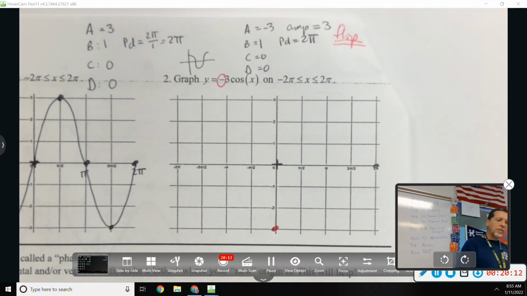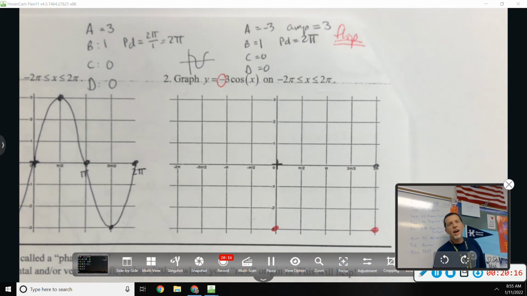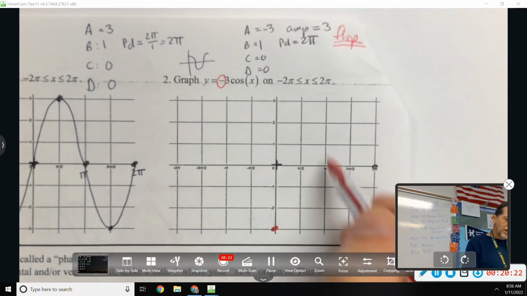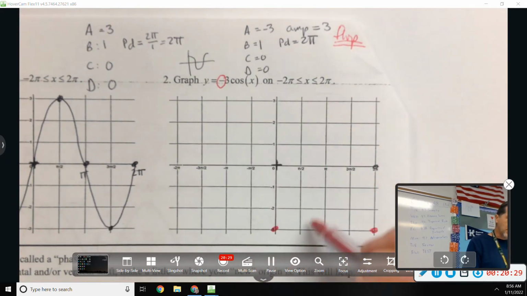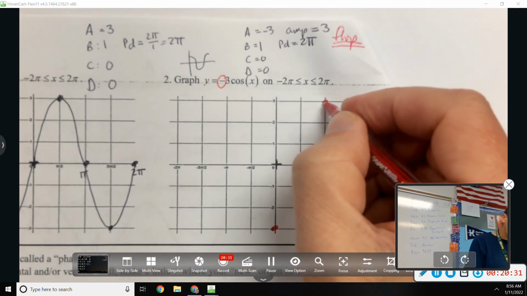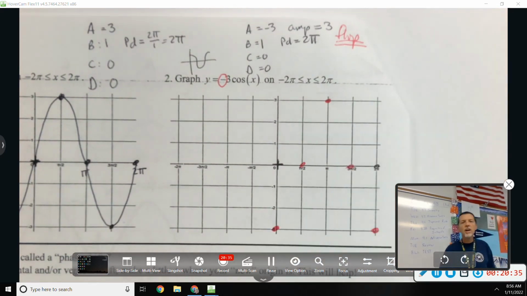And then that means I'm going to end at a min. There you go. So I get my starting and ending points, and then I fill in after that. Halfway in between, what should be going on? Normally halfway is a min, but it's been flipped, so halfway is a max. Halfway in between there are the zeros. So I stretched it and flipped it.